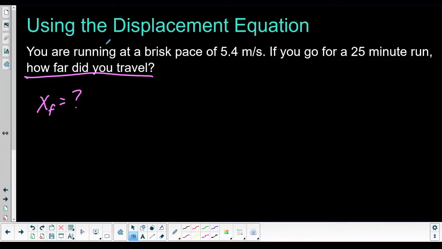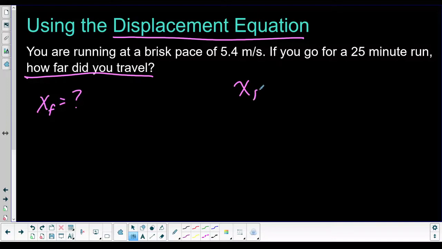What equations do I know that involve final displacement? The displacement equation. Let's write that down and investigate it, shall we? x final equals x initial plus v naught t. Okay, so I've got to find this one. I need to know x initial, v initial, and t. Let's go back and read the question again, specifically paying attention for these things.